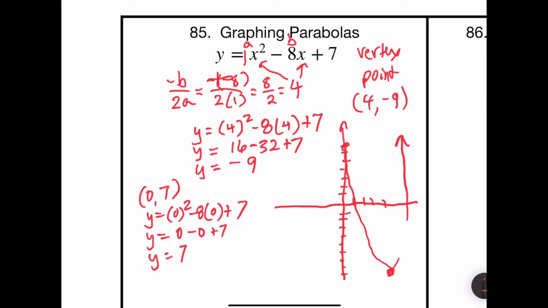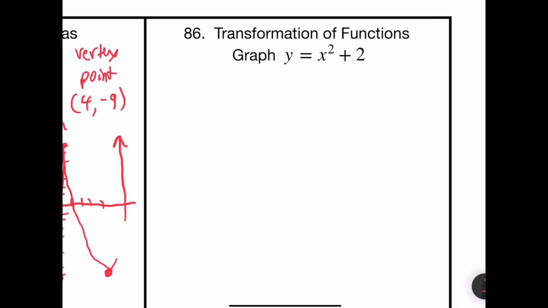Problem number 86 is transformation of functions. It says graph y equals x squared plus 2. So in transformation of functions, we have basic functions. In this case, it would be y equals x squared, and the plus 2 is the transformation. Since the plus 2 is outside of parentheses, it's going to be a vertical shift.